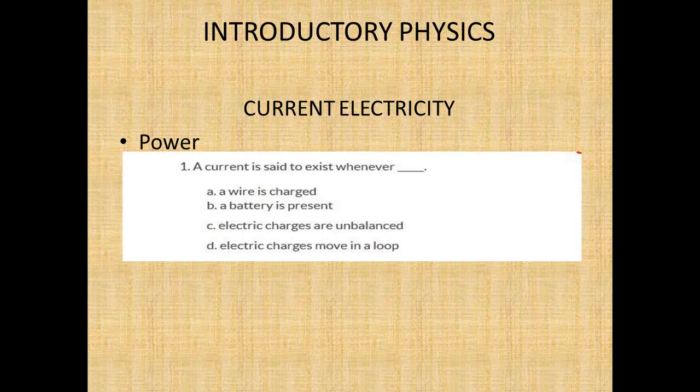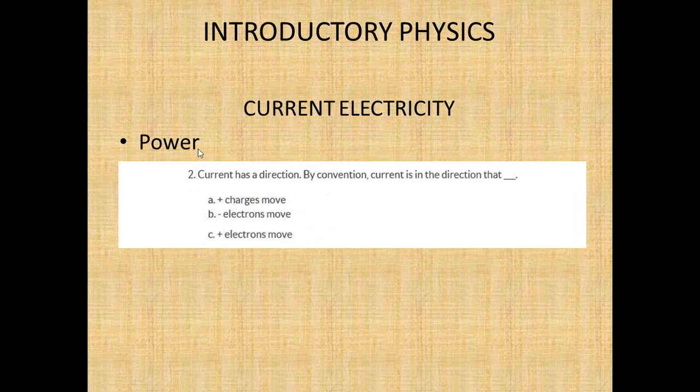Again, current is the rate at which charge flows. So electric charge has to move for you to have a current. Very important concept. Current has a direction by convention. Current is in the direction that. All right, so these are very important ground concepts.